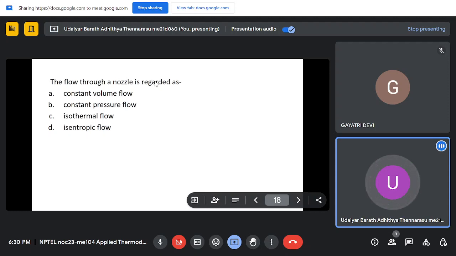So the next is, a flow through a nozzle is regarded as A, constant volume flow, B, constant pressure flow, C, isothermal flow, or D, isentropic flow. So in this case it's option D, it's isentropic flow.